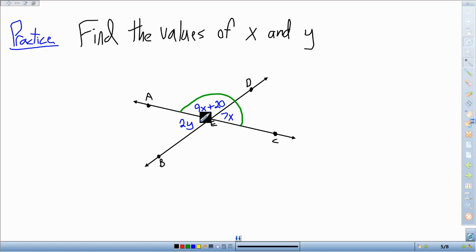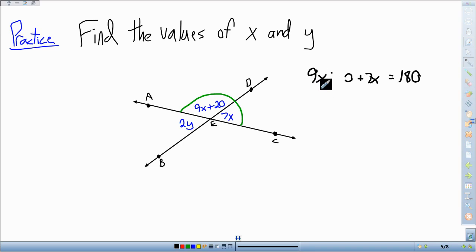All right, so hopefully you realize, oh, two angles make a flat line. They must add to 180 degrees, just like we did on the last problem. And again, you're going to see that a lot in this class. So that's where I'm going to start. This angle, 9x plus 20, plus this angle, 7x, equals 180 degrees.